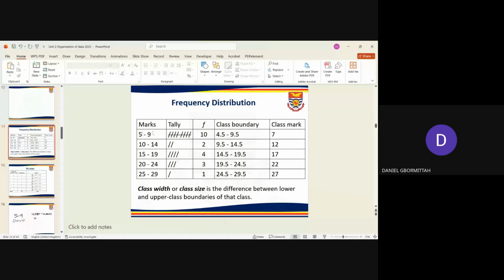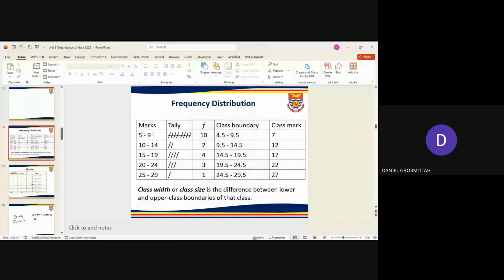Somebody was saying hello, sir. I heard some beautiful voice. Let me go to that student. Is it Eric? Yes, please. I also added the class boundaries to get the class mark. Is it also correct? It's not good. Don't do that.